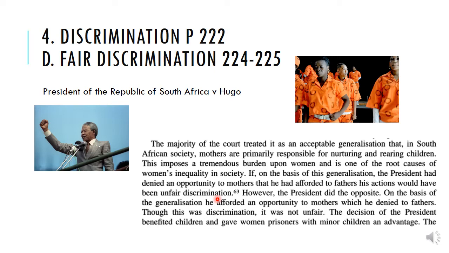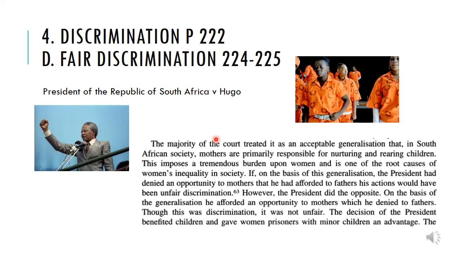So if the discrimination happened to the other side, if he said all fathers of children below 12 would be released, that would be unfair. Because women having to take care of children in South Africa is a tremendous burden on them and is a root cause of women's inequality. So they are a previously disadvantaged group. Women are disadvantaged against men in all races. However, the president did the opposite. On the basis of this generalization, he afforded an opportunity to mothers which he denied to fathers. Though this was discrimination, it was not unfair. The decision of the president benefited children and gave women prisoners with minor children an advantage.